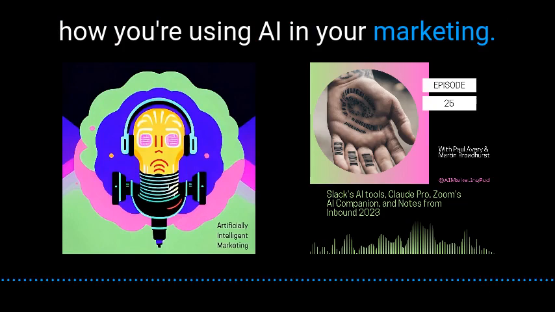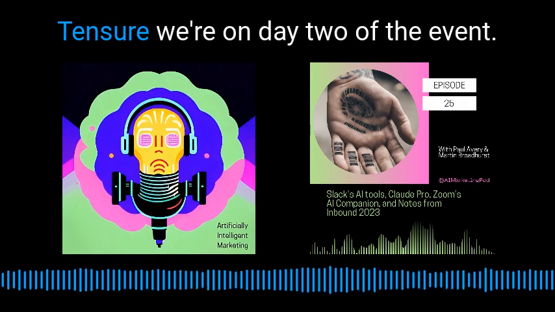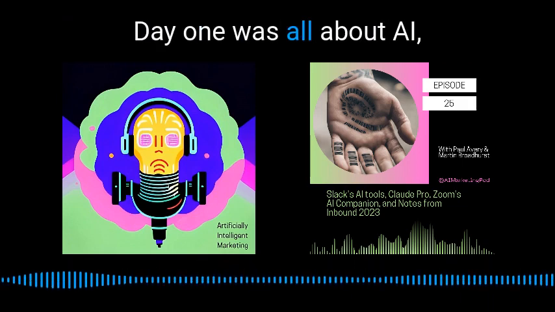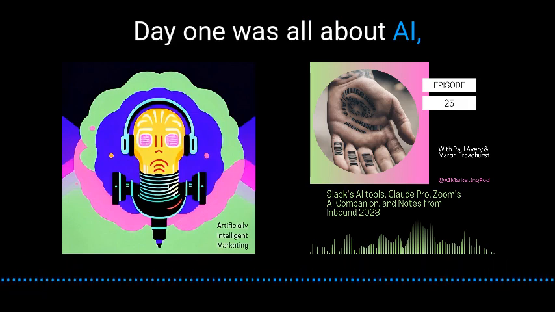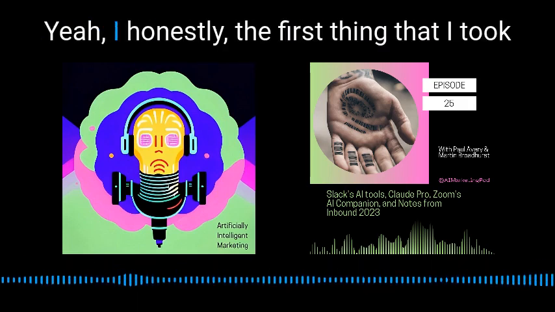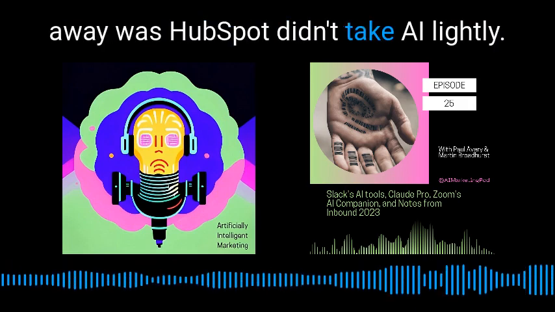In your marketing. So I'm sat here with Joey from Tensure. We're on day 2 of the event. Day 1 was all about AI, big product developments. What was your take on it, Joey? Yeah, honestly, the first thing that I took away was HubSpot didn't take AI lightly.